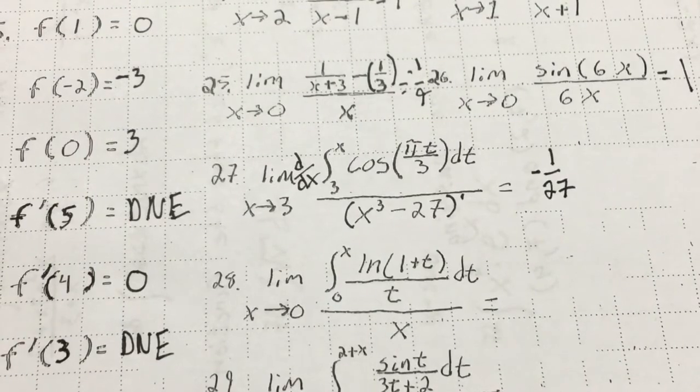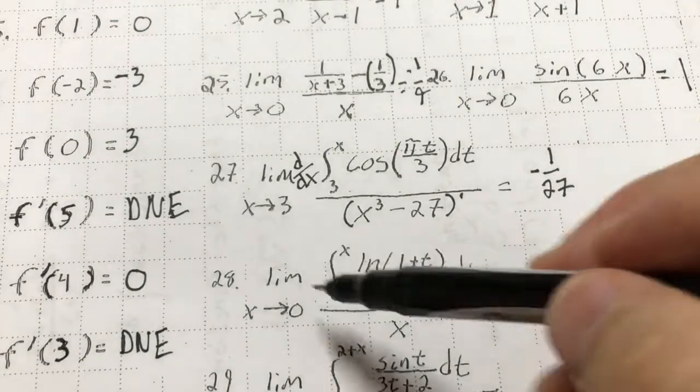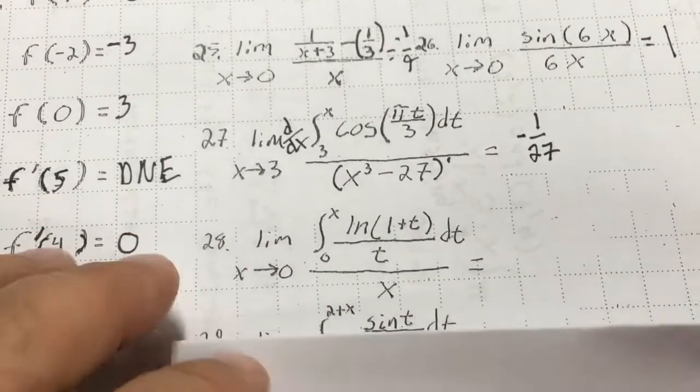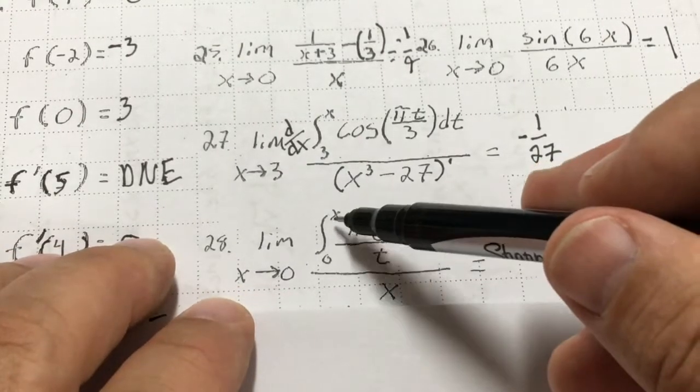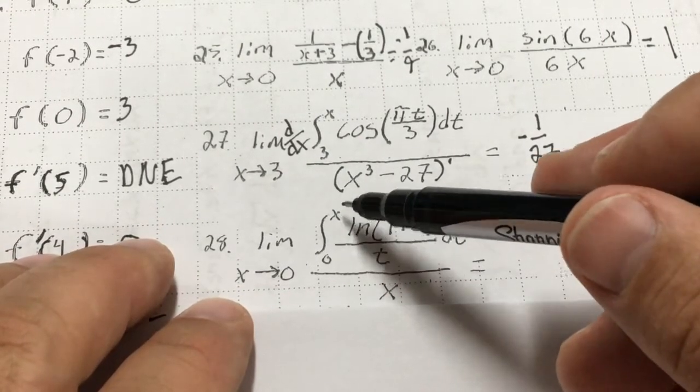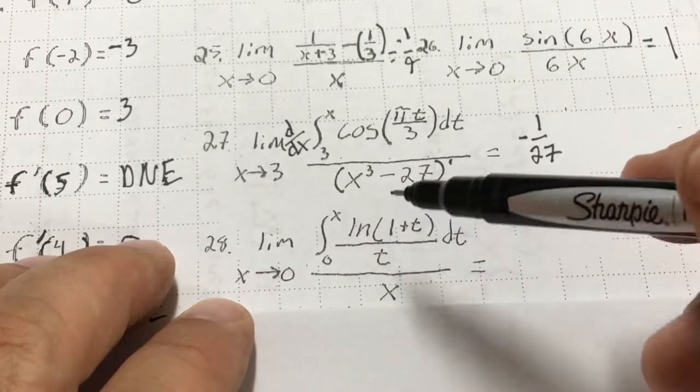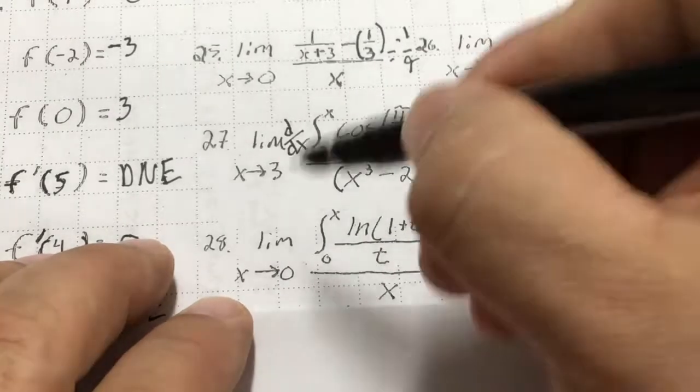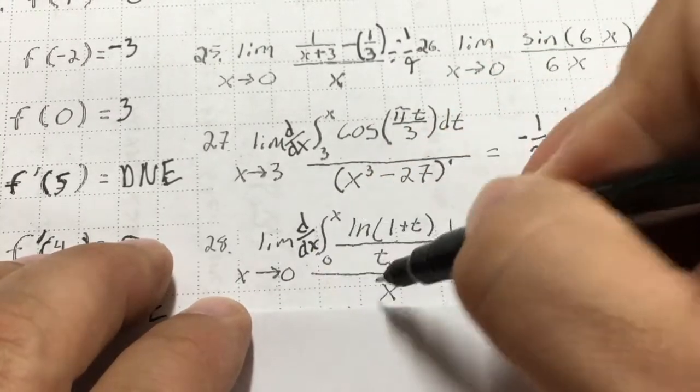For number 28, it's the same idea. Once again, I'm going to substitute in the 0. When I substitute the 0 in for the bottom, I get 0 on the bottom. When I substitute the 0 in for the limit, as the integral goes from 0 to x, I plug the 0 in there as well, and that gives me a 0 to 0. So the area under this curve is going to be 0. This is going to give me 0 over 0. I'm going to implement L'Hopital's rule. And I'm going to take the derivative of the top and the derivative of the bottom.